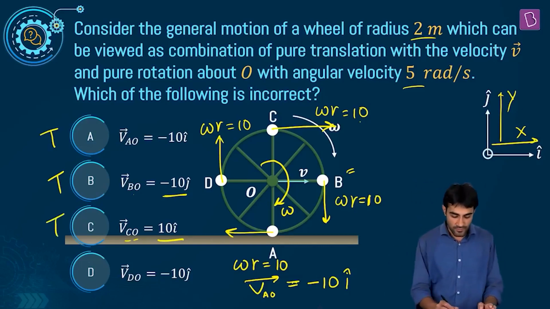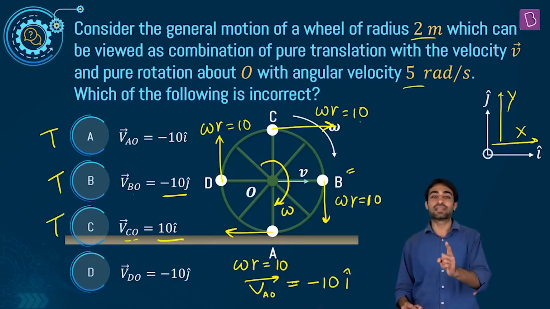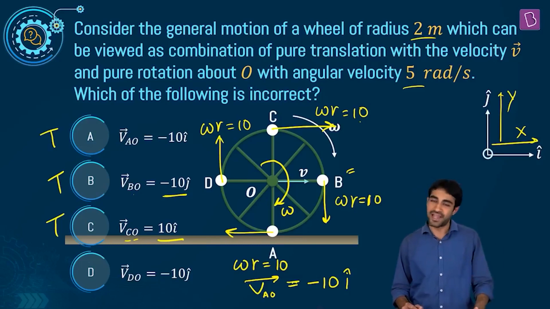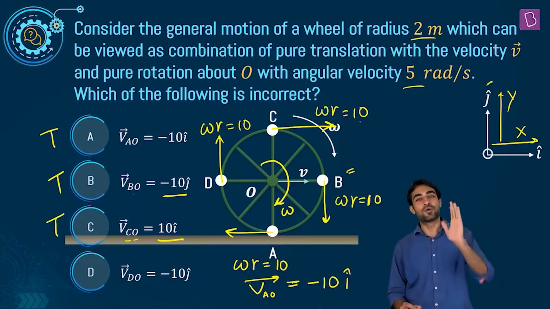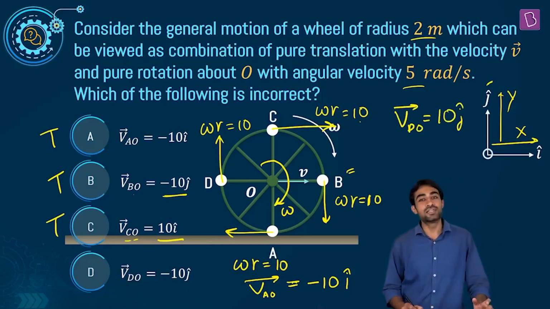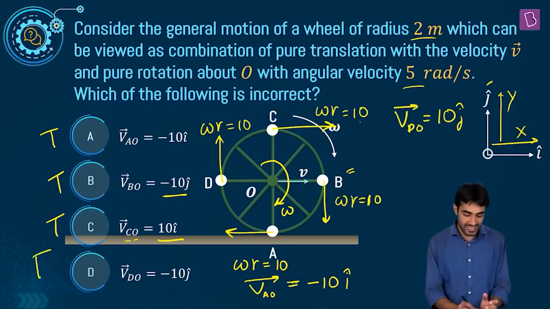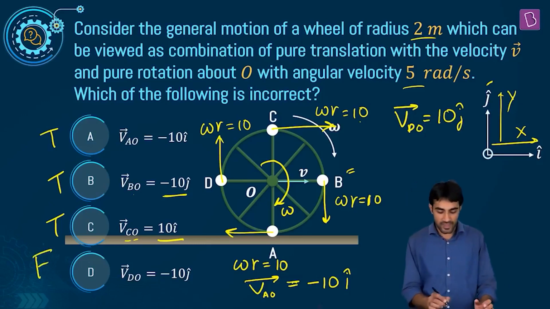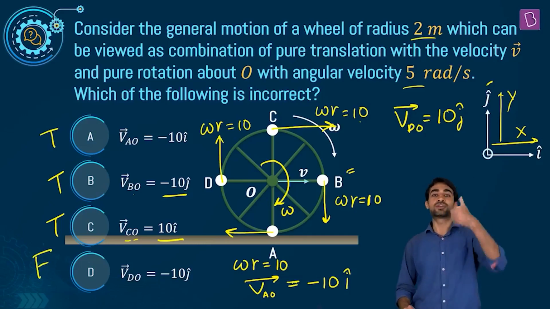And what is the velocity of D with respect to O? Point D is moving in the upward direction with respect to O, right? Now, upward direction is the unit vector j cap. So velocity of point D with respect to O must be 10 j cap. And option D says it is minus 10 j cap. No, option D is surely false because with respect to O, point D is not moving in the downward direction. It is moving in the upward direction.